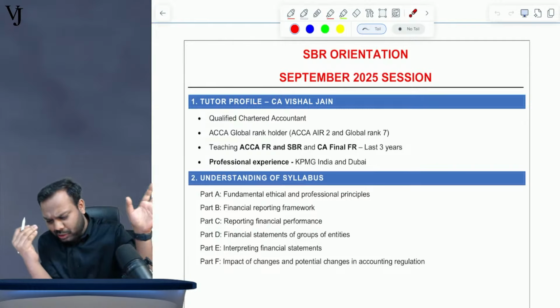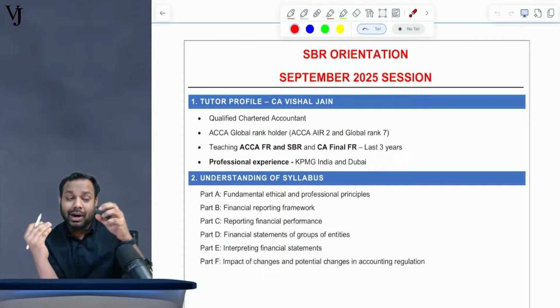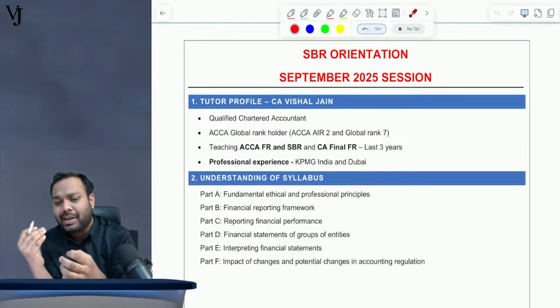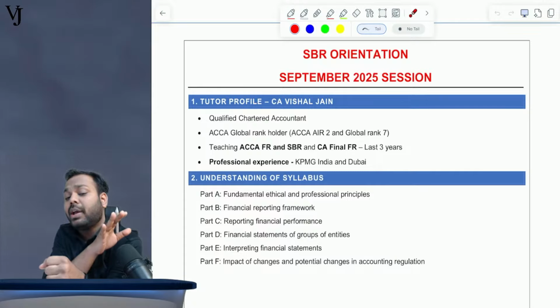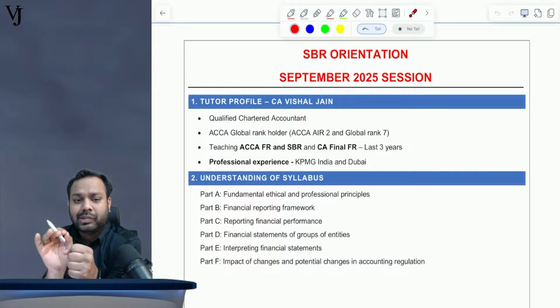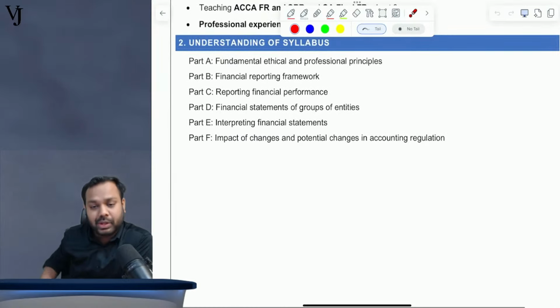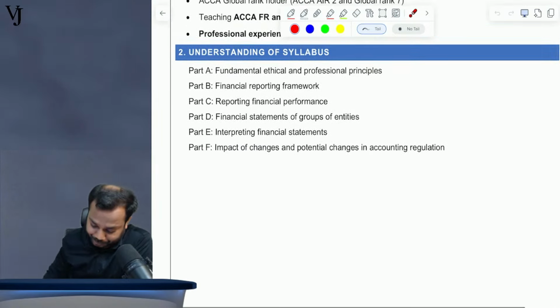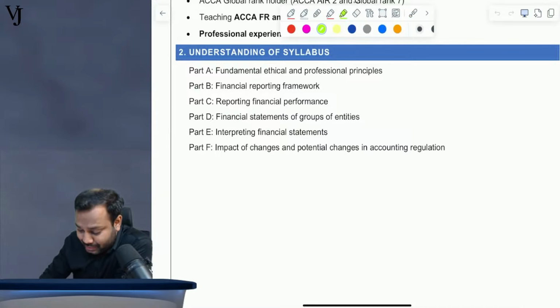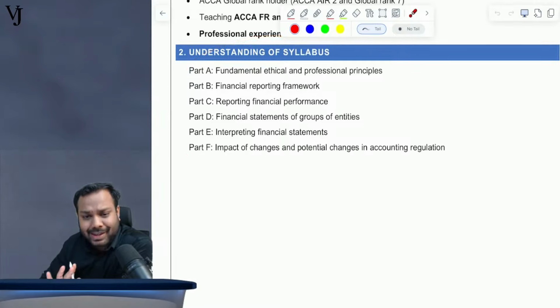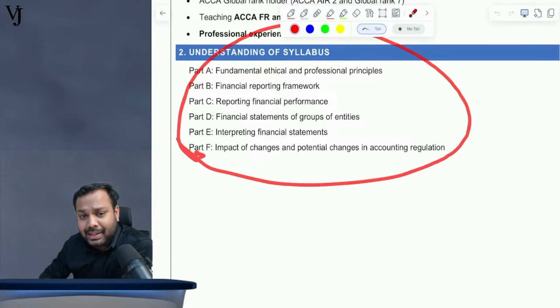Using those experiences, I have devised a strategy around what rankers do and how they do things differently. For SBR, I follow a strategy which is altogether different from the strategy we follow for ACCA FR, and you will understand that this strategy is what will work for all of us. Now, moving on to the syllabus of ACCA SBR. These are the syllabus areas which ACCA has defined for you. First let us understand each of these individually and then try to understand the link between each of them.